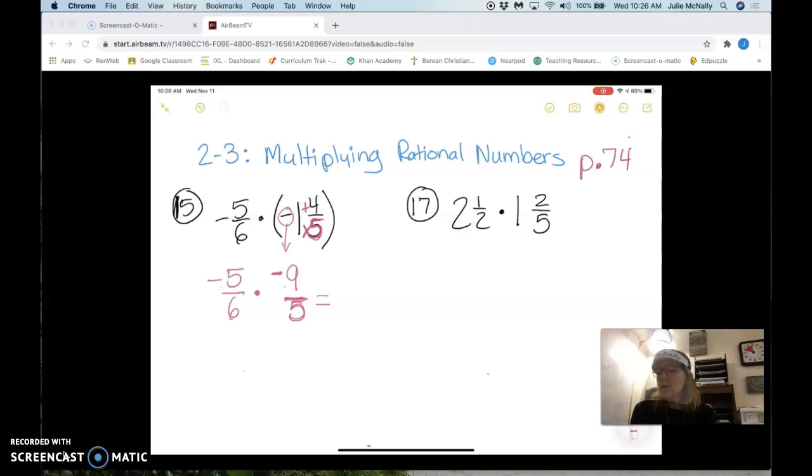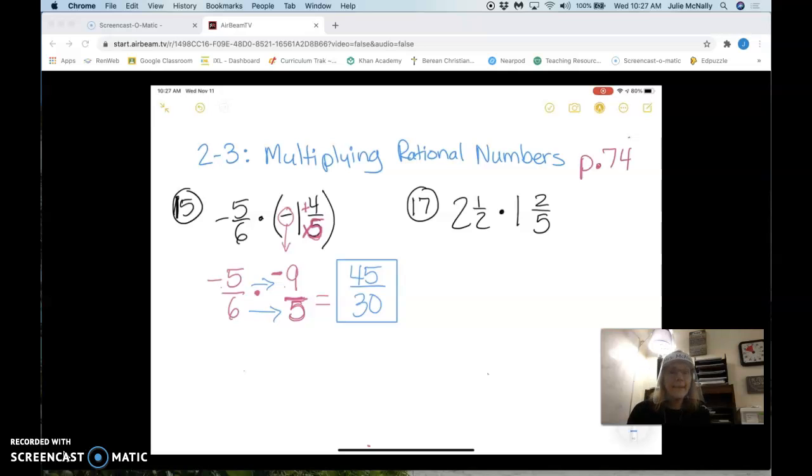Okay. So now I just multiply. Negative 5 times negative 9 is negative 45. Ooh, you're close. Negative and negative equals positive. Yes, good. Positive 45. And then 6 times 5? 30. You got it. It is an improper fraction, that's true, but that's okay. You can leave it in that form for now. We'll work on switching it later.